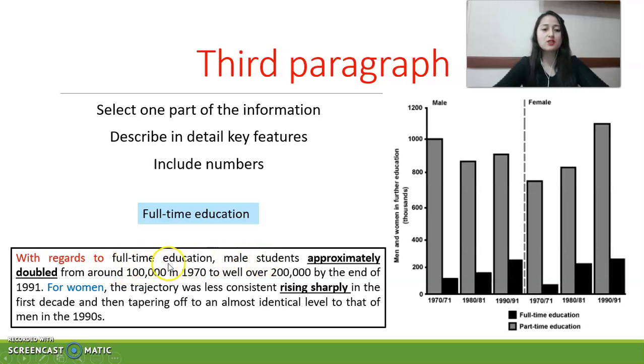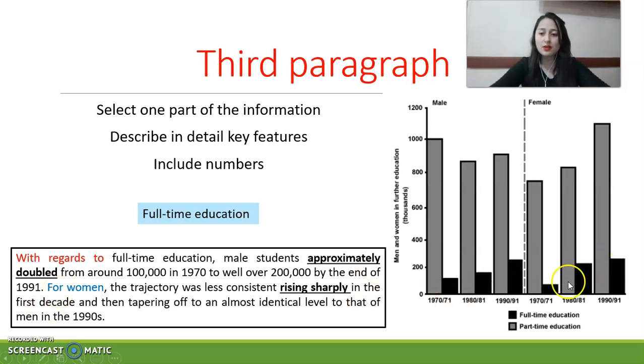Then, with regards to full-time education, male students approximately doubled from around 100,000 in 1970 to well over 200,000 by the end of 1991. So I'm describing in this part the male students, right? I'm saying, give me a second, I'm talking about full-time, this one. So I'm saying that here, from here to here, there was almost double number of students.